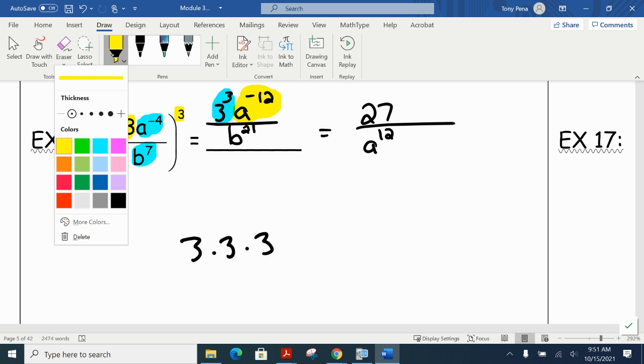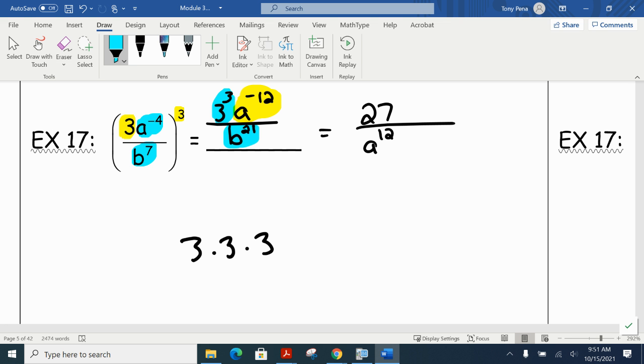So what that would then mean when we come across the b in our denominator, does that b need to get moved? No, because it's a positive 21. That means it's in the right spot. We just leave it in the denominator as a 21st power. All right, and then that's our answer.